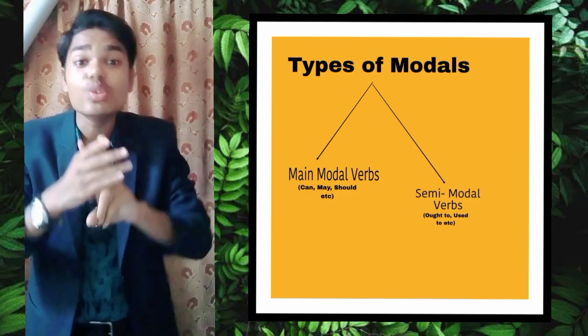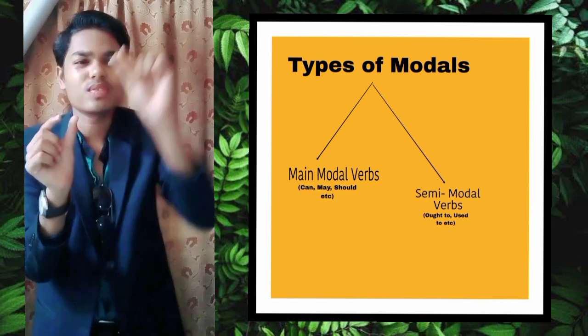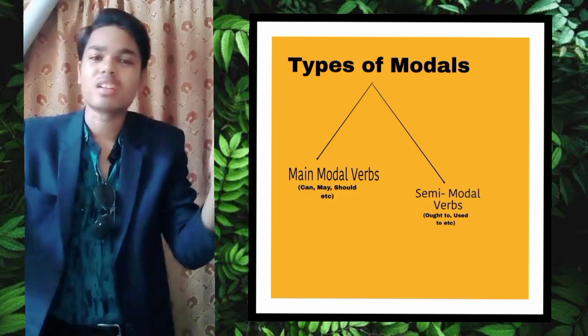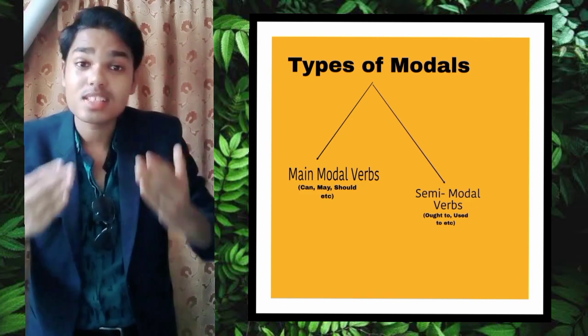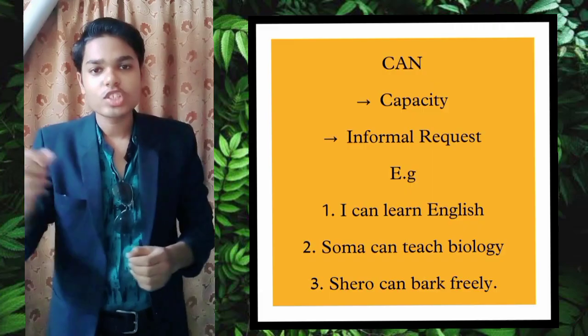But ought to, used to, has to, have to, had to, all these words are made up of two words, the first with a preposition, the second with another part of speech, so they are referred to as semi-modal verbs. So this is all about main modal and semi-modal verbs. Now, how many types of main modal verbs are there? Let's discuss. The first one is can.